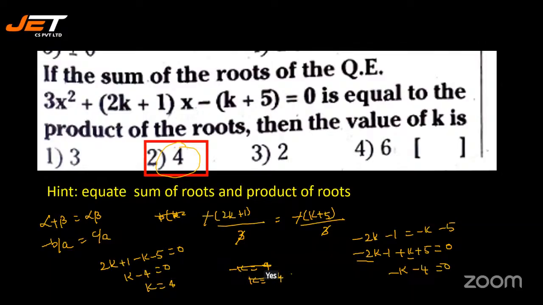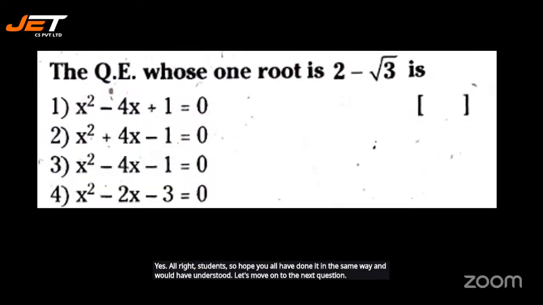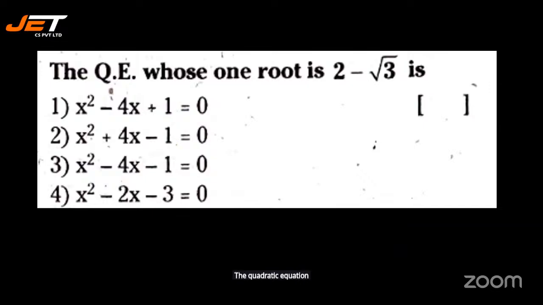All right, students. So I hope you all have done it in the same way and would have understood. Let's move on to the next question. The quadratic equation whose one root is 2 minus root 3 is dash. So what should you do? You should find out minus b plus or minus square root of b square minus 4ac by 2a. Right? So if you do this, you will get the root, one root as 2 minus root 3.